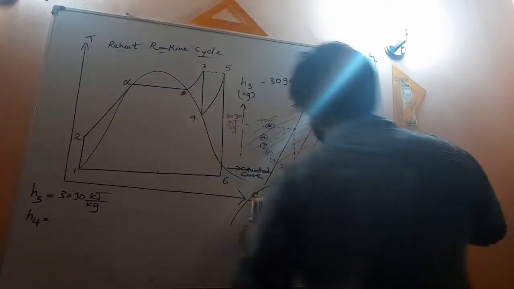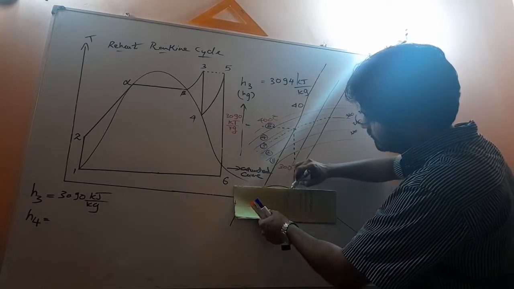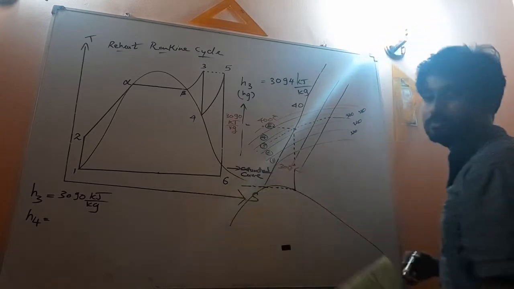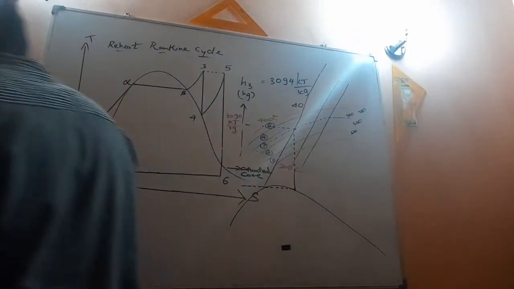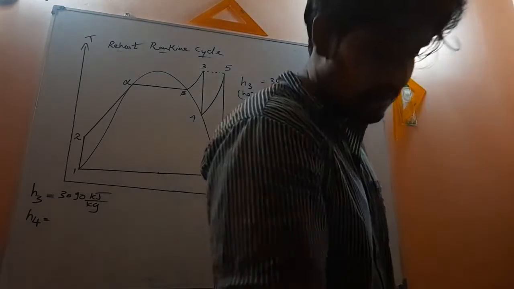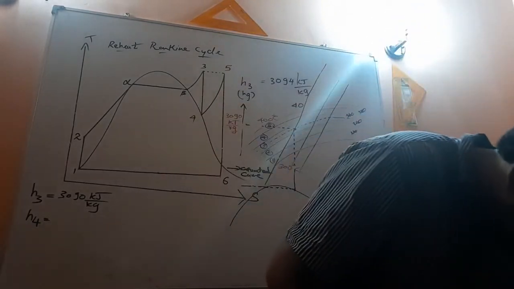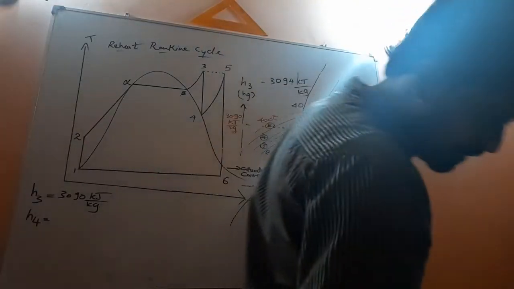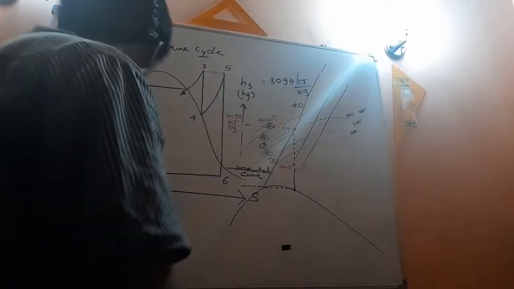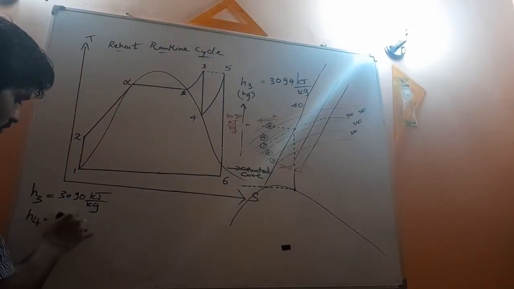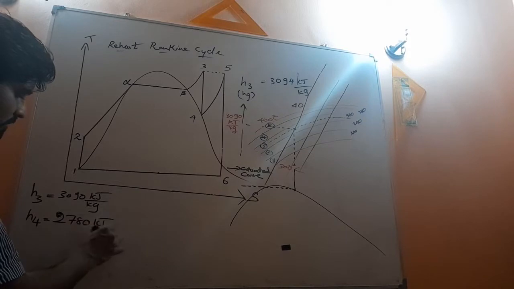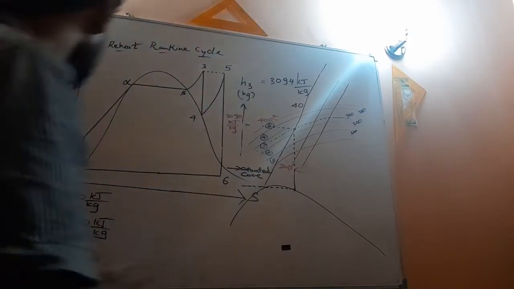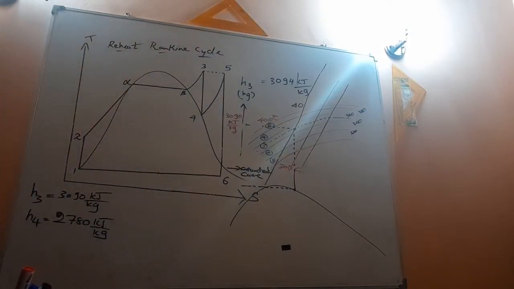That intersection point again project horizontally to the y-axis from the Mollier diagram. Then that enthalpy value I am getting as 2780. Is it correct? 2780 kilojoules per kilogram.